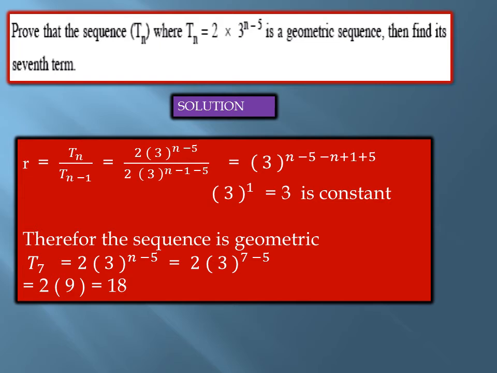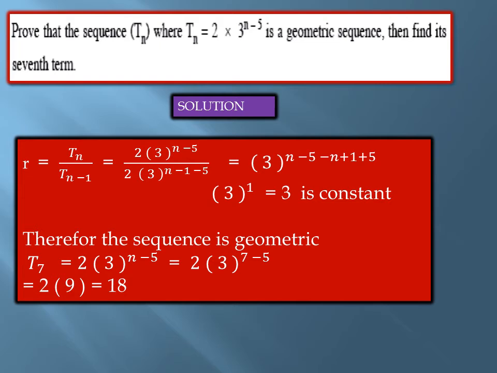Now the second part, the seventh term. We have two methods. Number one, substitute n by 7. Why? Because the nth term equals 2 times 3 to the power n minus 5. When we substitute n by 7, T7 equals 2 times 3 to the power 7 minus 5, equals 2 times 9, equals 18. This is the first method.